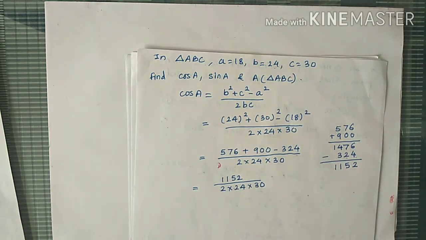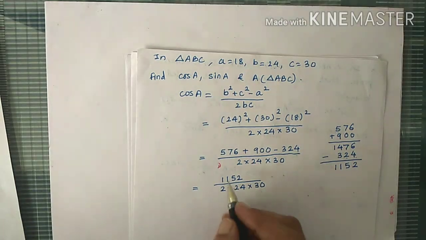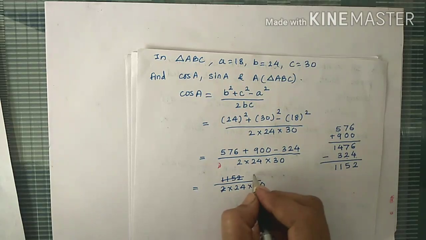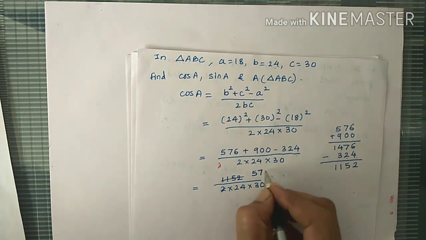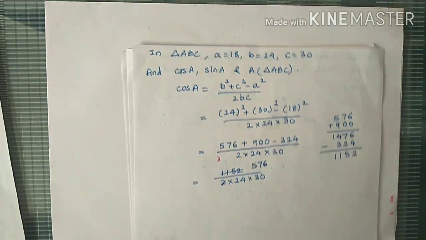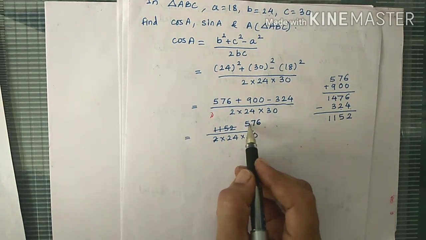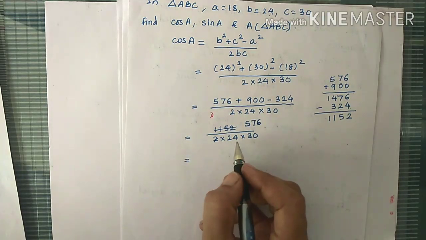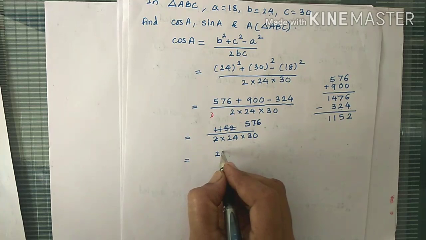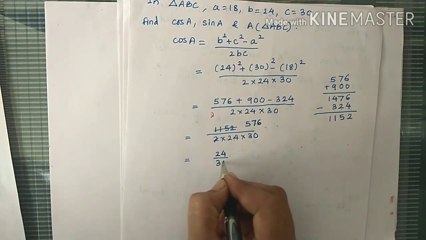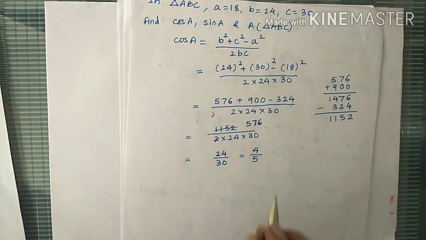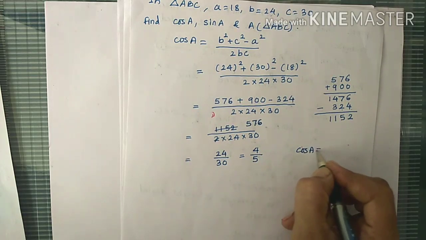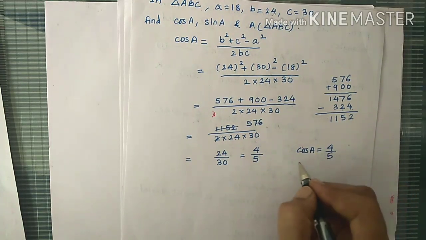So let's divide by 2 first. Very simple step. So dividing by 2 here, we get 576. But we know that 576 is 24 into 24. It is 24 square. So dividing by 24 here, 24 gets cancelled. So we get 24 divided by 30. And dividing by 6, we get 4 by 5. So we have value of cos A equals 4 by 5. So cos A is 4 by 5.